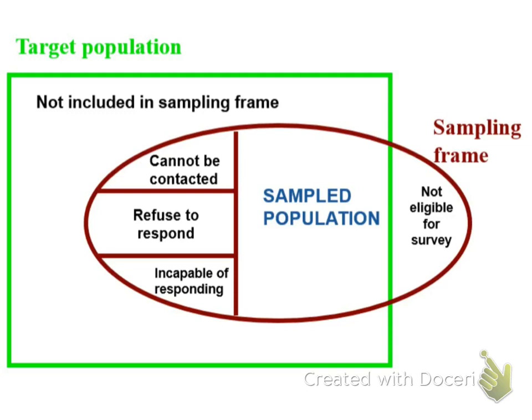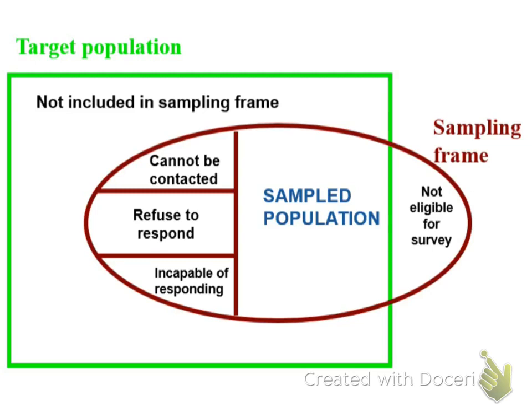So I've got a diagram here, and the outside green rectangle represents my target population. This is who I would like to gather information from. So if I want to get information about the school cafeteria, my target population would be all the students and all the staff, and any visitors that might be coming into the school and purchasing food from the school cafeteria, and they are who I would like to gather information from about their experiences. So that's who I want to get information from.